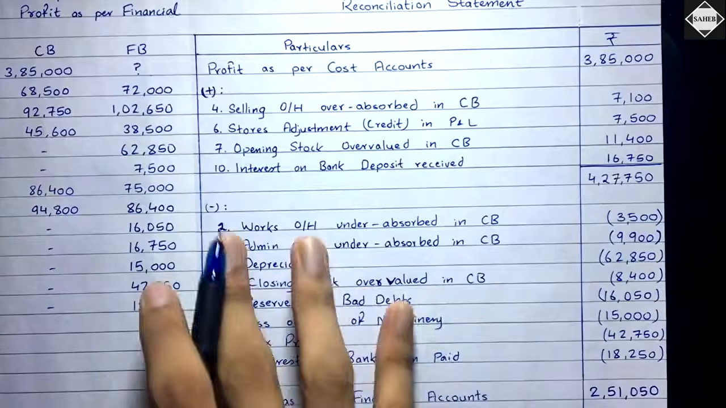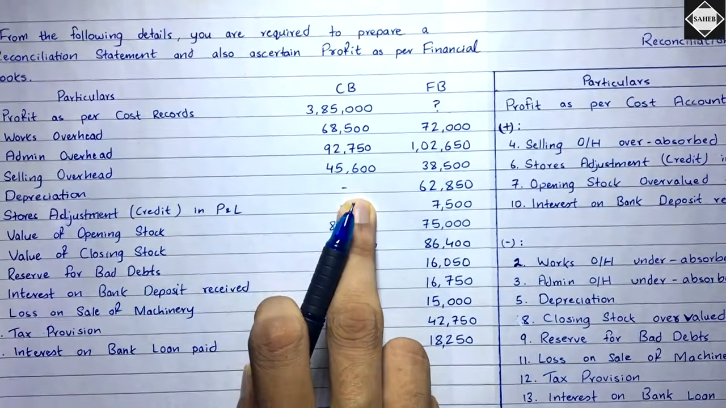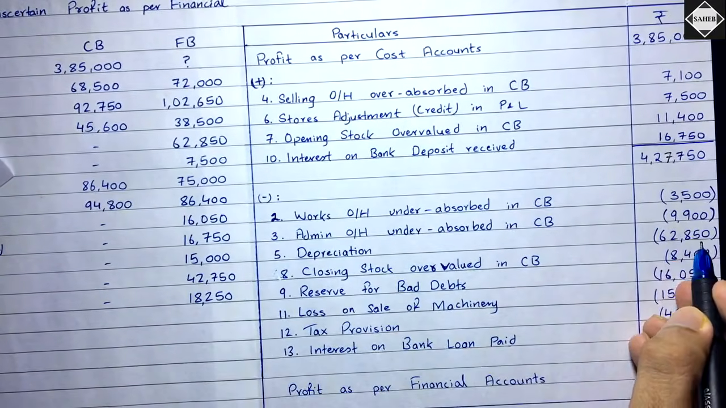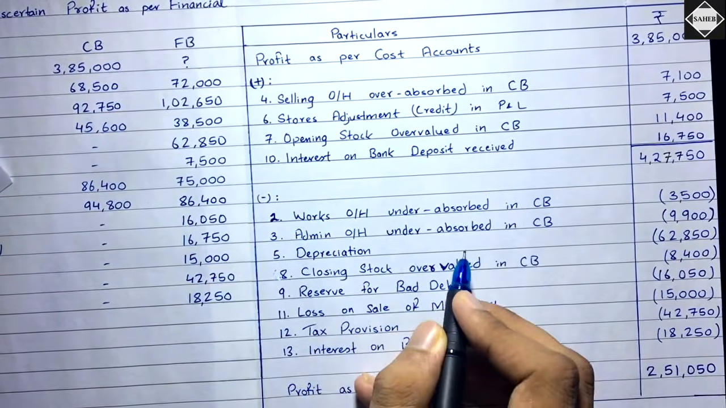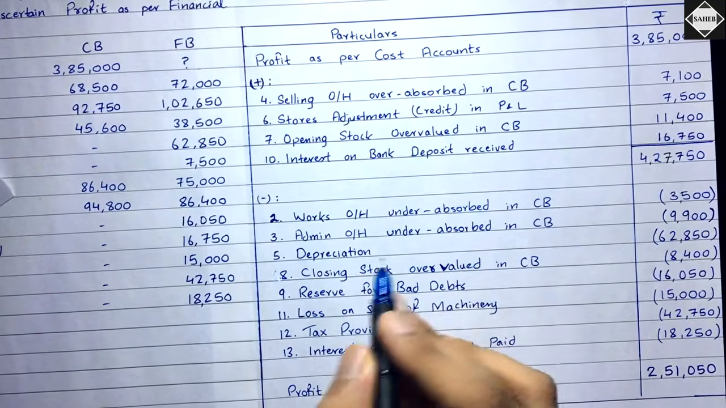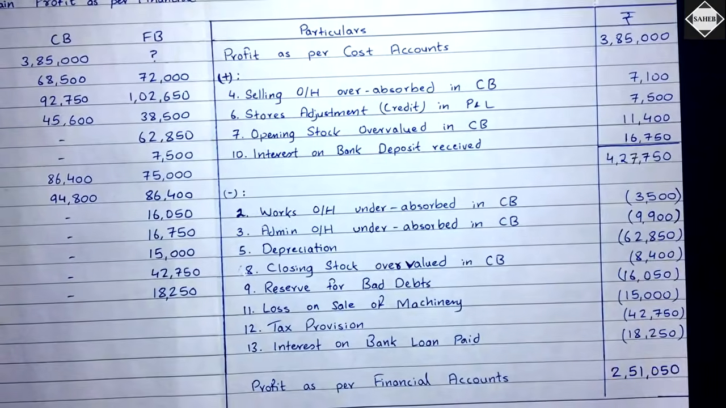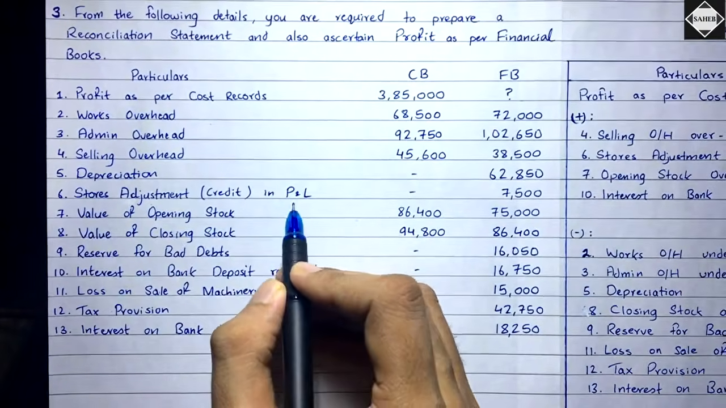Why the entire amount? Because it has not at all been recorded in costing books, isn't it? So that's why you have to write depreciation 62,850. If you want, you can also write depreciation recorded only in financial books, only in FB. That way also you can write. But it will be less over here, the entire amount 62,850. Is that okay? Right.